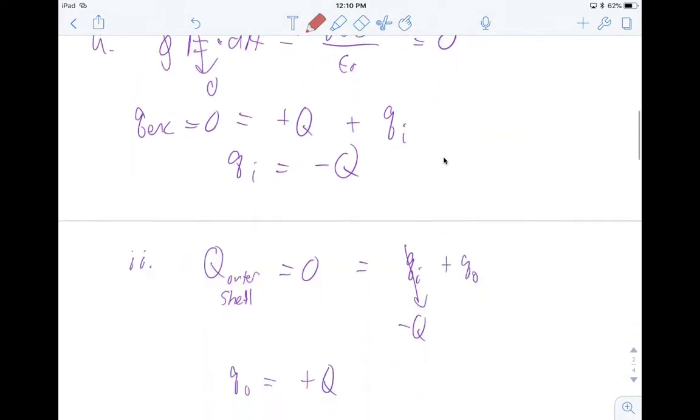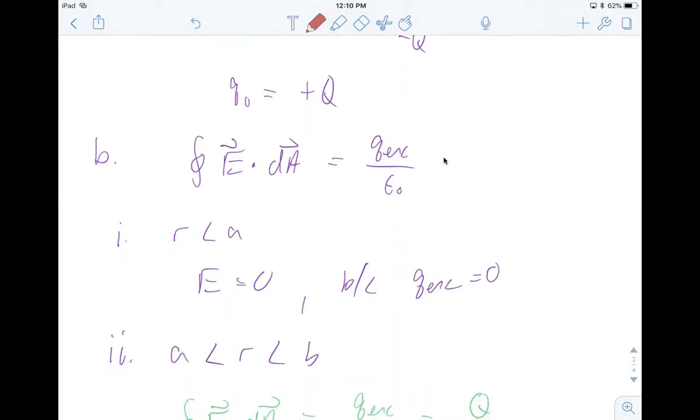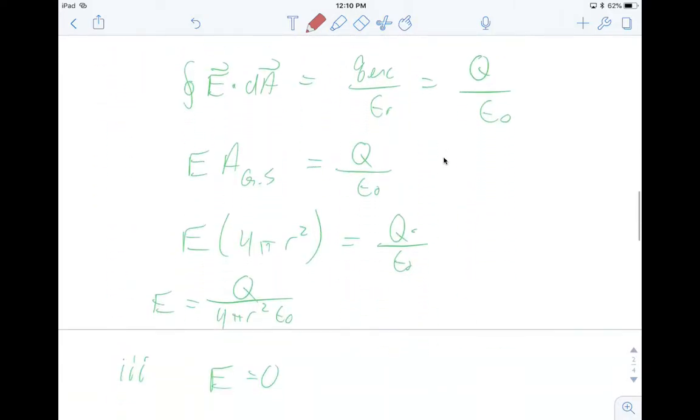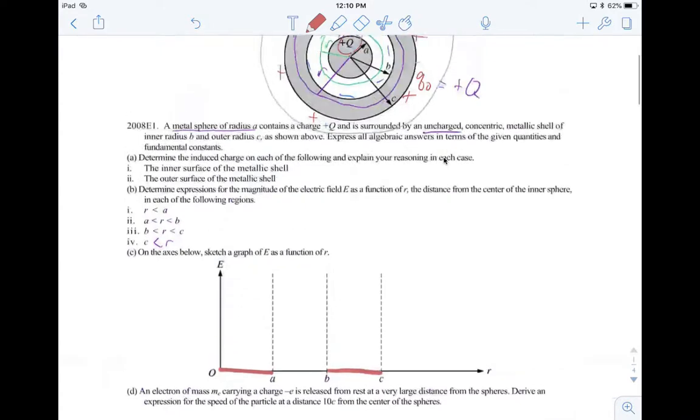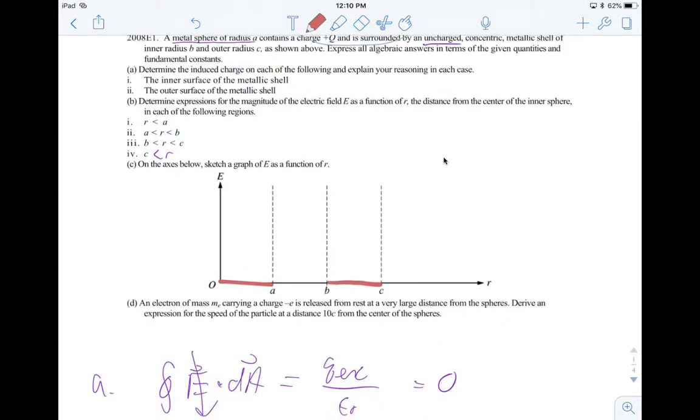Here's what we have when R is greater than A and less than B. We have E is equal to Q over 4 pi R squared epsilon naught. Notice that E is proportional to 1 over R squared, which means as R increases, E should decrease rapidly. And so that graph should look something like this.